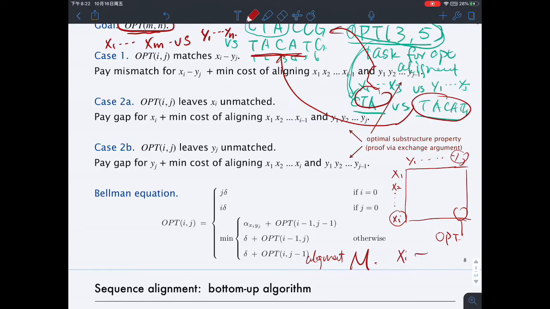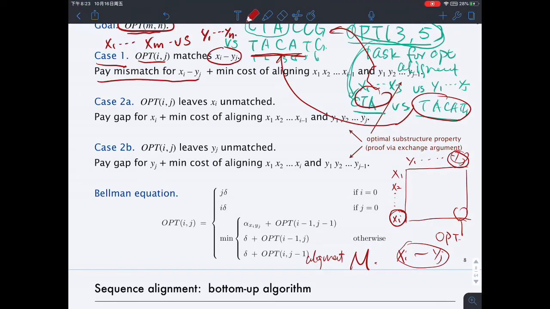So what is the alignment? Alignment is really just determining how I can match xi with yj, those kinds of things. For each of the x, we either make a matching or decide to skip it. Now there are a number of cases here. The first case is that in the optimal solution, xi is matched with yj.